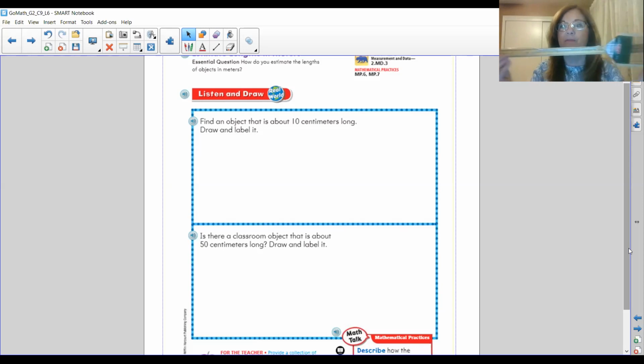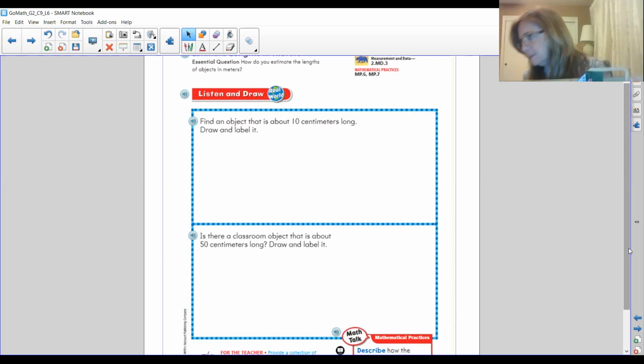And that's all we're worried about, is we just want to find something that is about 50 centimeters so that we know if a fly swatter is 50 centimeters and I see something that looks like it's about the same length as a fly swatter, I'm going to say it is about 50 centimeters. Not 10, not 100, but about 50.